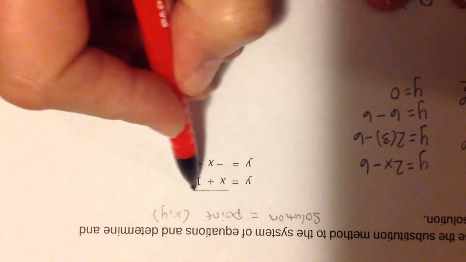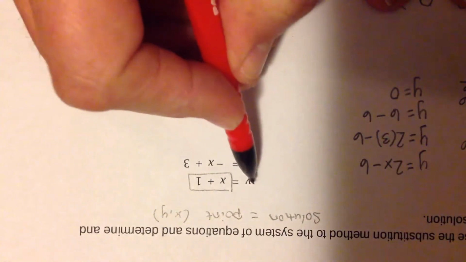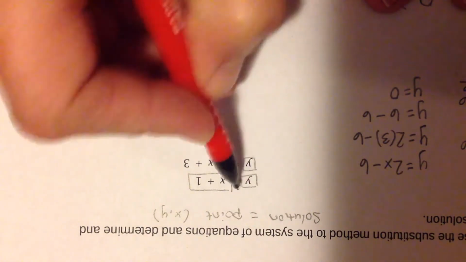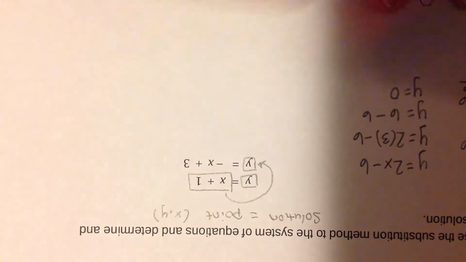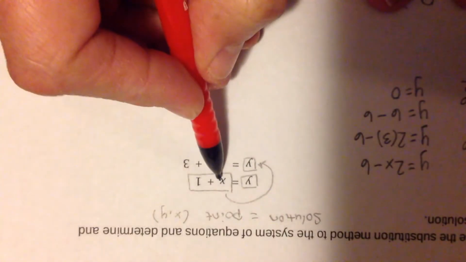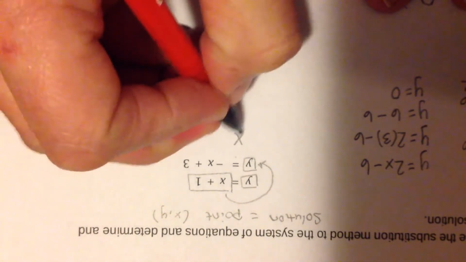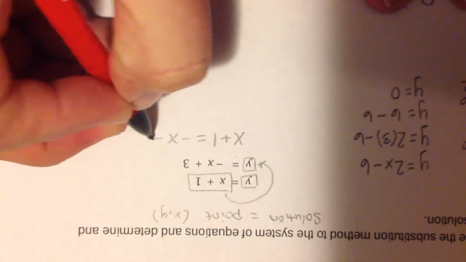Looking at my next example, I have y equals x plus 1, and y equals the opposite of x plus 3. Again, if y equals x plus 1, and this is y right here, all I'm going to do is substitute this x plus 1 in for this y down here. So I'm going to say x plus 1 here equals the opposite of x plus 3. So x plus 1 equals the opposite of x plus 3.